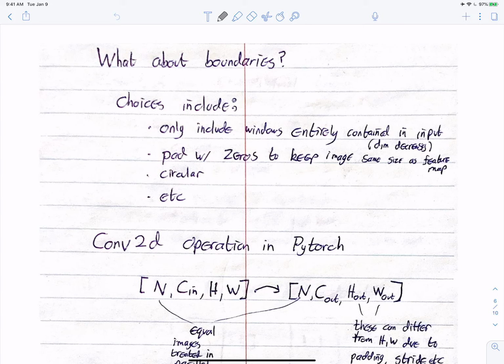If we don't want the dimension of our images to decrease, we could pad with zeros to keep the image the same size as the feature map, or we could treat the boundary in a circular way, or any number of variations. And these are all implemented as flags in the convolution operation in PyTorch or TensorFlow.